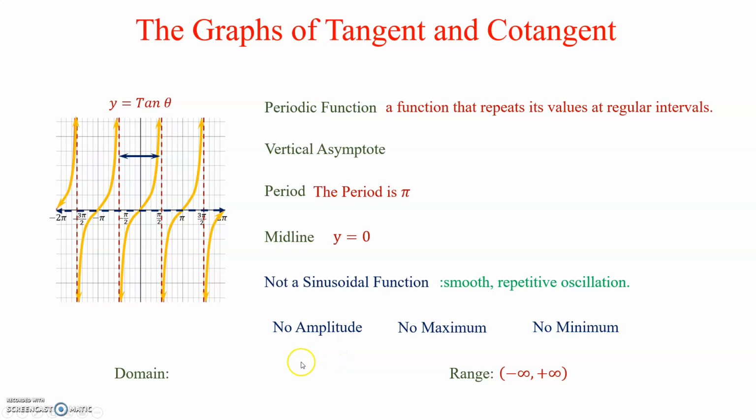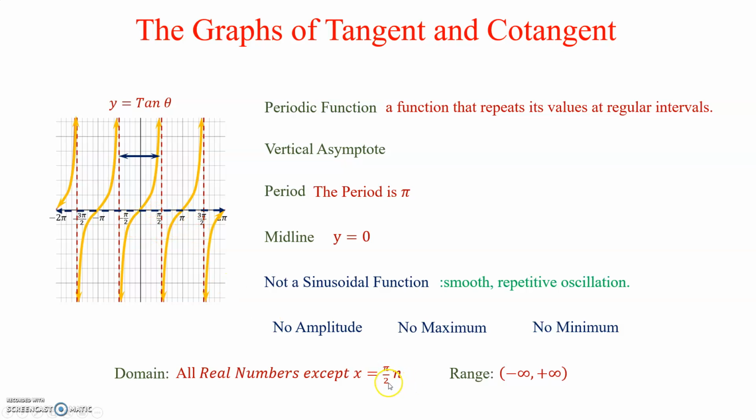While the domain, because of the asymptotes, gets a little bit more complex. Basically, the domain is all real numbers, because it could be anything, except where there's an asymptote. All of the asymptotes are located at odd multiples of pi over 2, it looks like: negative 3 pi over 2, negative pi over 2, pi over 2, 3 pi over 2.